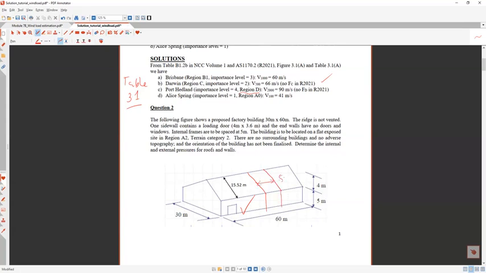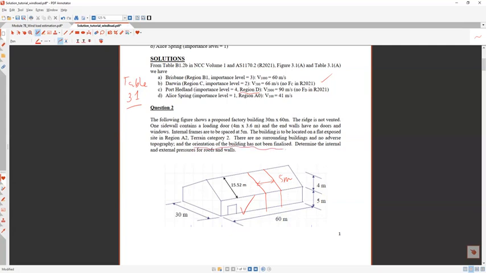So that's basically the frame. I'm just drawing one half. We have the other half on the other side. That's a total frame, internal frames. And the building is to be located on a flat exposed site, region A2. You see, A0, A1, A2, all regions are there. Terrain category 2. There are no surrounding buildings and no adverse topography, and the orientation of the building has not been finalized. What does that actually mean?